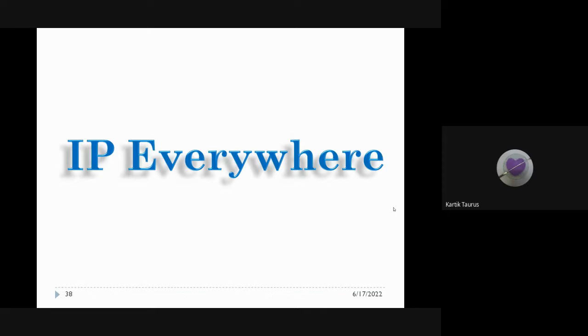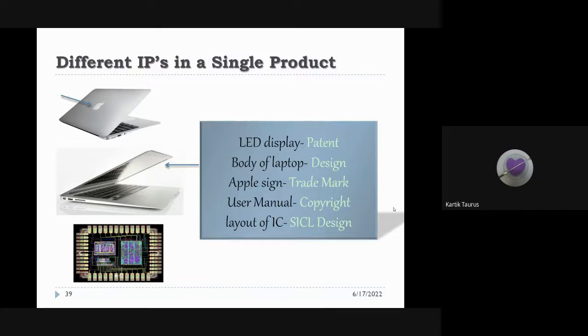Let us look at a few examples. Intellectual property is prevalent everywhere around us. For example, if you look at the laptop, the LED display is protected by a patent. The body of the laptop, its design, is protected by registering its design. The Apple sign comes under trademark. The user manual, the manuals we get along with the product, is copyrighted. And the layout of the integrated circuits can be protected by SICLD design registration.